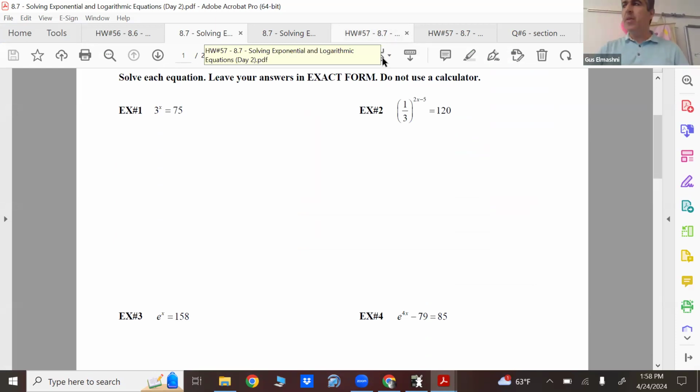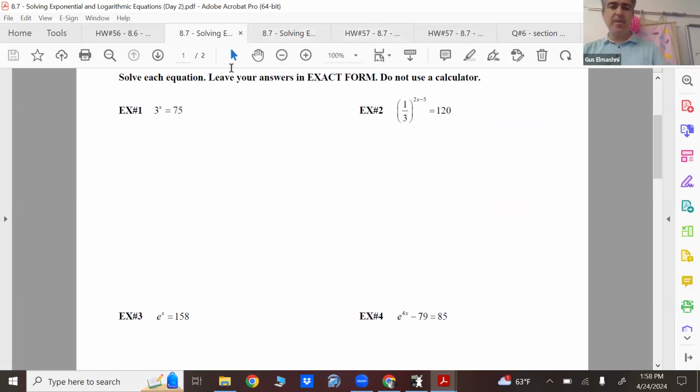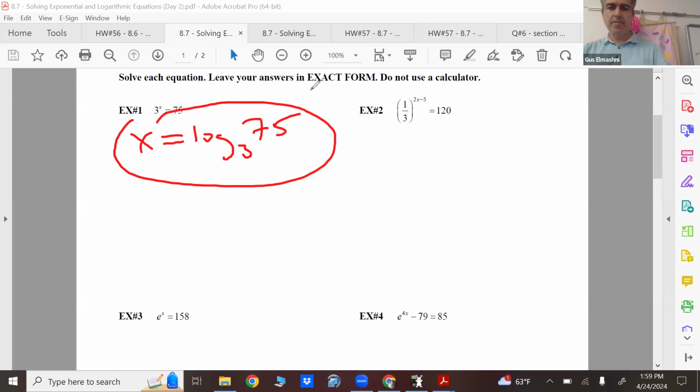I'll show you what some of the quiz questions will look like, so you have an idea what to expect. Here, 3 to the x equals 75. What I would do is rewrite it as a log. This leaves an exact form, and then we're good. So don't use a calculator, because we want exact form.